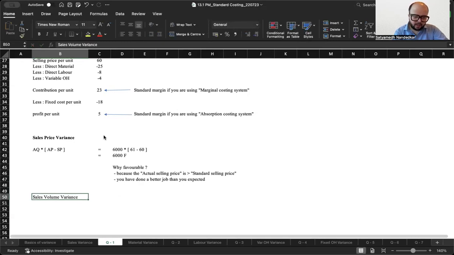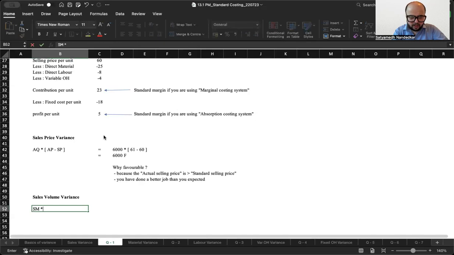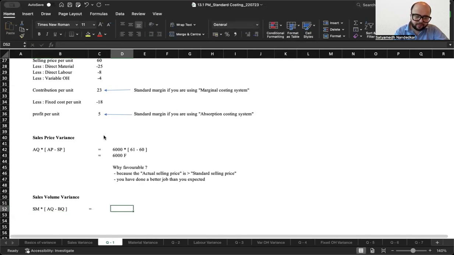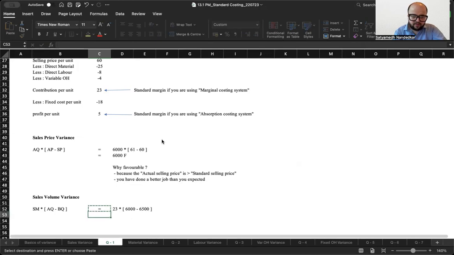Okay. And sales volume variance. How is sales volume variance calculated? This is standard margin into actual quantity minus budgeted quantity. Inside the bracket, you will follow alphabetical order. How does this work? Now, assuming that I'm using the marginal costing system, standard margin is 23 into actual quantity 6,000, budgeted quantity 6,500. 23 into 500 is 11,500, correct? So this is 11,500 adverse. Now, why adverse?